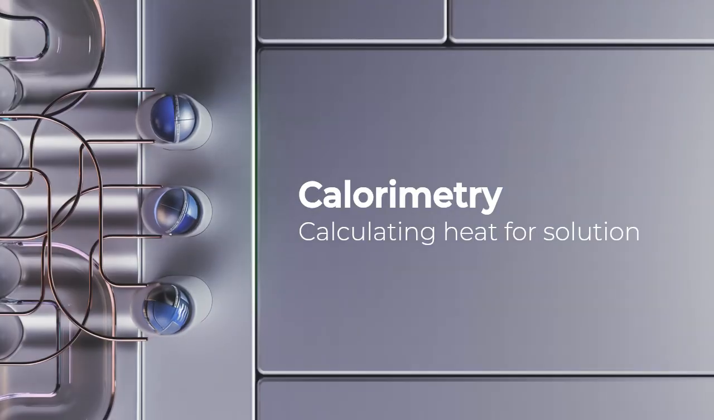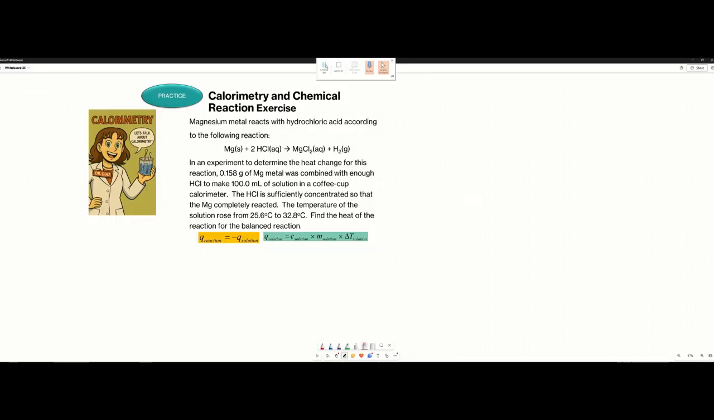Calorimetry and chemical reactions exercise. So here we have a reaction between hydrochloric acid and magnesium, and it says that in an experiment to determine the heat change for this reaction, 0.158 grams of magnesium metal was combined with enough hydrochloric acid to make 100 milliliters of solution in a coffee cup calorimeter. The HCl is sufficiently concentrated, so the magnesium completely reacted.